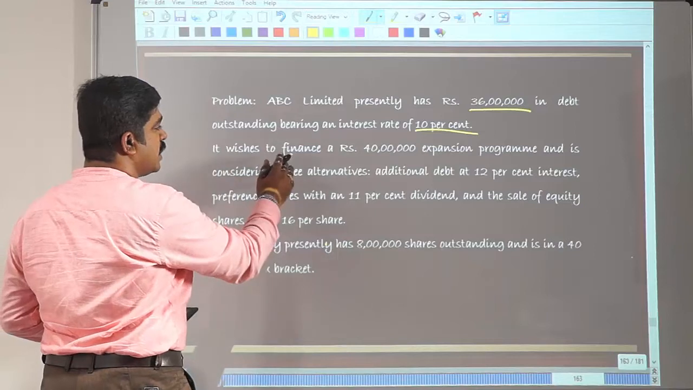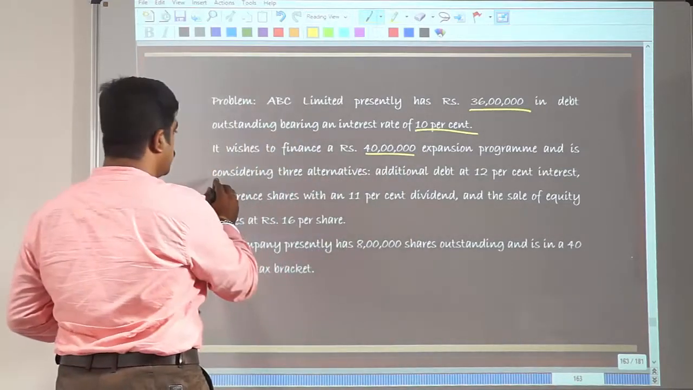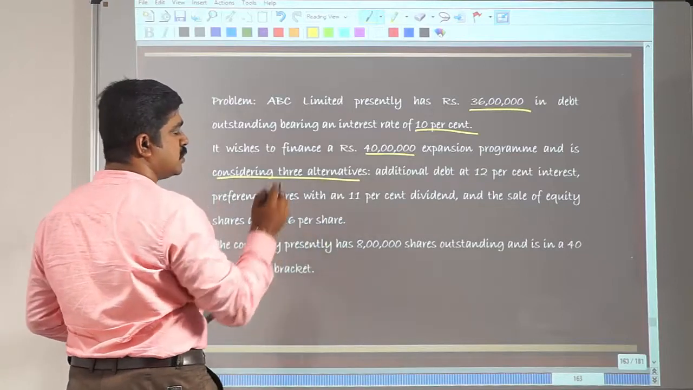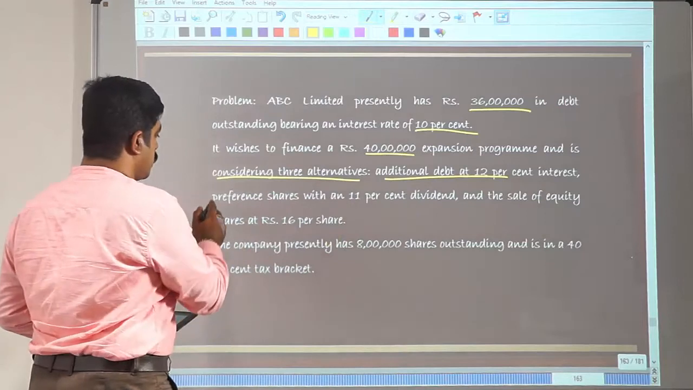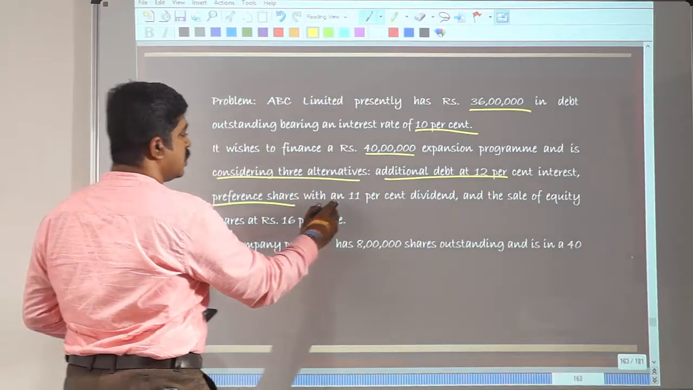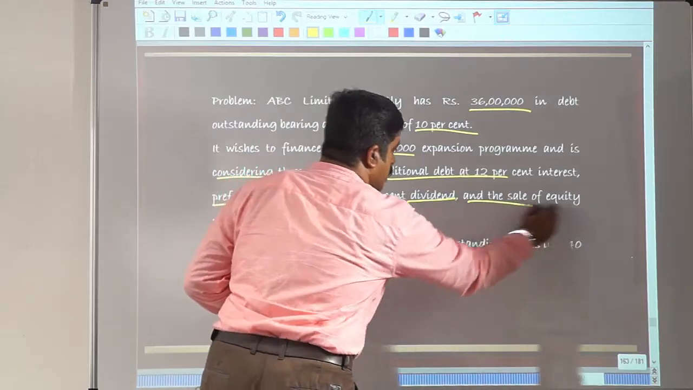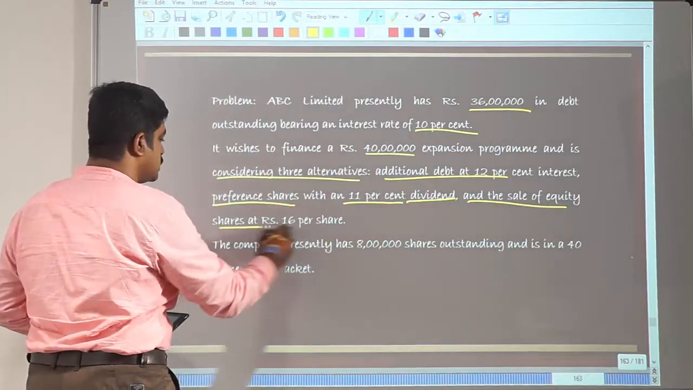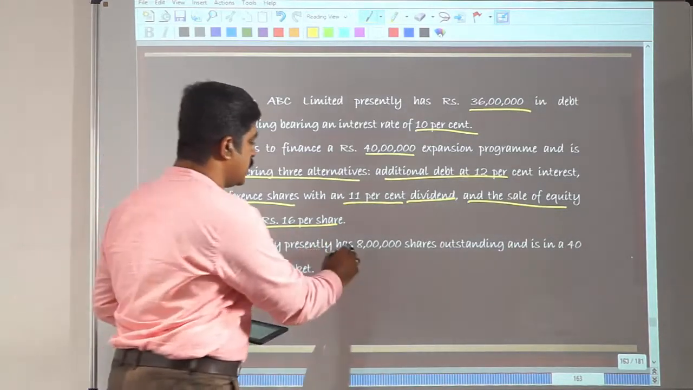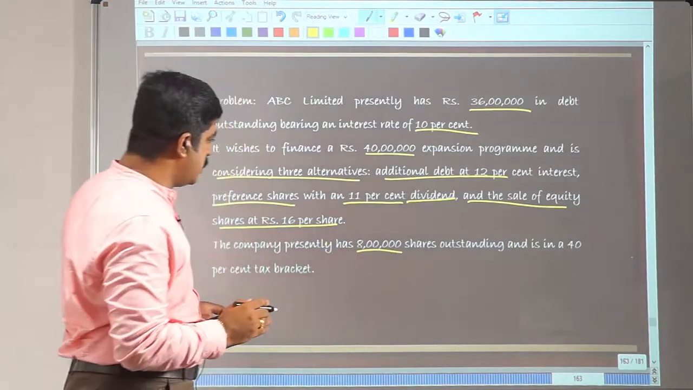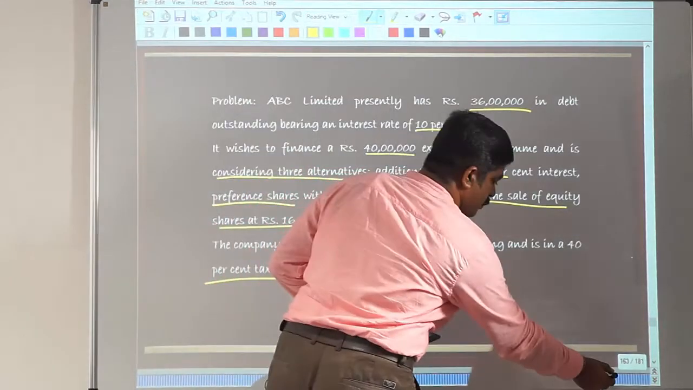It wishes to finance a 40 lakh expansion program and is considering three alternatives: either to go for additional debt at 12% interest, or preference shares with 11% dividend, or sale of equity shares at rupees 16 per share. The company presently has 8 lakh shares outstanding and is in a 40% tax bracket.